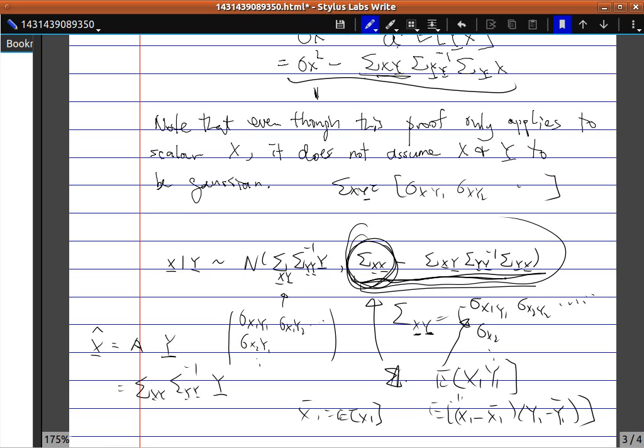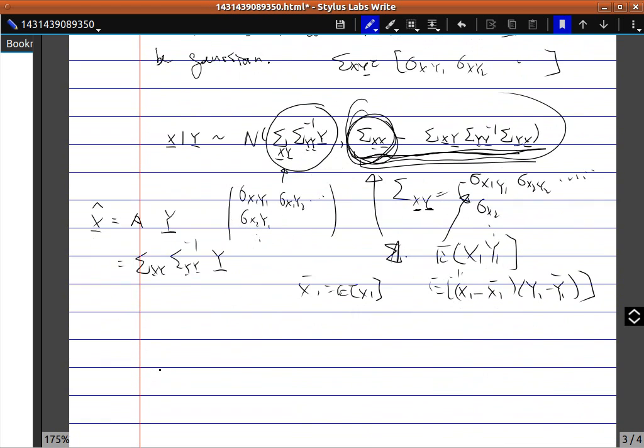The conditional covariance is still the same, but the mean, basically the optimum estimator here, will become different. We just need to adjust the mean. So we need to first subtract the mean from the observation, and for the estimate we want to add back the mean, something like that.